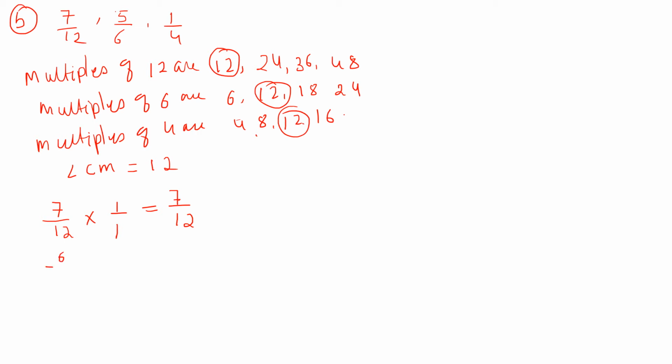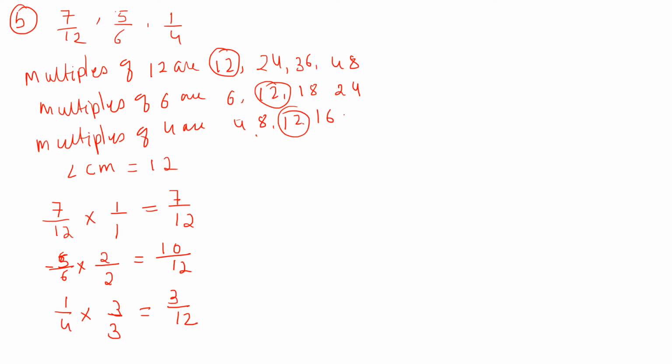Now 5 by 6 multiplied by dash equal to 12, because the denominator we have to make 12. So 6 2s are 12, here also 2, so 2 5s are 10. Now 1 by 4 multiplied by dash equal to 12. So 4 3s are 12, so 3 here.